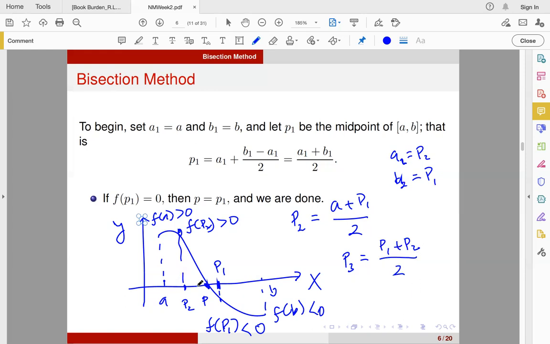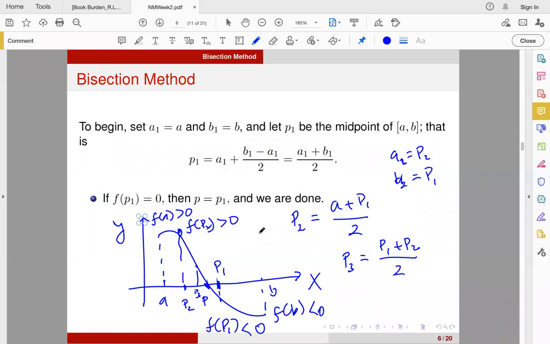Find P3, which is P1 plus P2 divided by 2. Then you will have the following. This is P3, okay? And then you check again, what is the sign of P3? In this case, it is positive. And then now our interval is P3 until P1. You do the same, and it will converge until it converges to our point P.